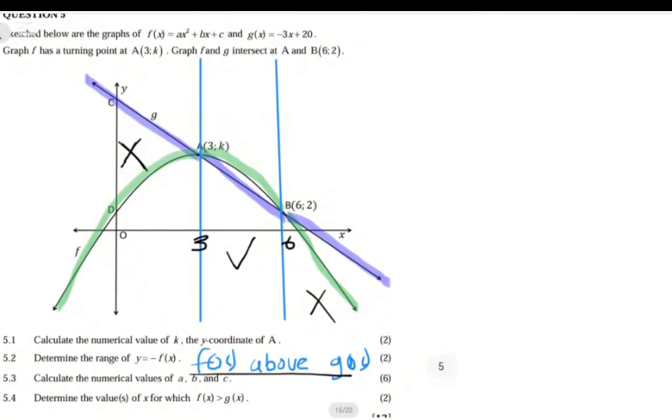So the values of x where f of x is above is between 3 and 6. So we can just give our answer here as between, we'll put x here, 6 and 3. So this is going to be our answer for this question. So let's move on to the next one.